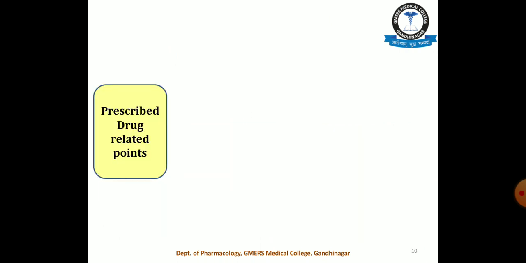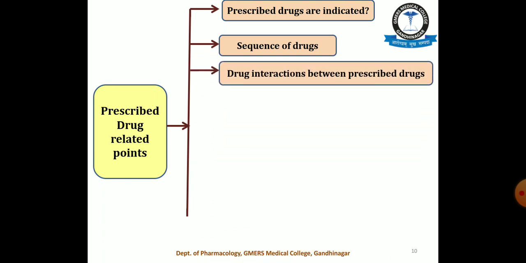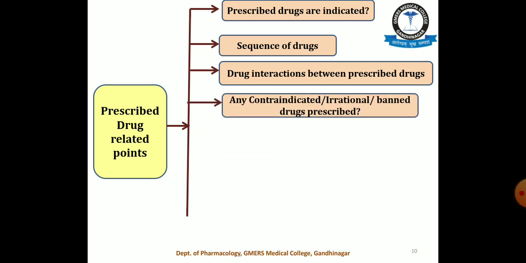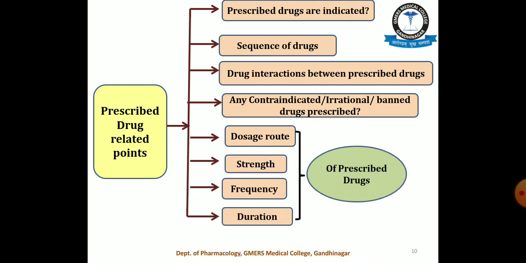Then there are certain prescription specific points. These are the prescribed drug related points: whether the prescribed drugs are indicated, then whether the sequence of the drugs is appropriate. First you have to write the main drug used for the treatment, then the drug for symptomatic relief, and then the non-pharmacological measures. Then, are there any drug interactions between the prescribed drugs? Then, are any contraindicated, irrational, banned or bannable drugs prescribed or not? Then dosage route, strength, frequency and duration, so the complete dosage regime of the prescribed drugs. These are all the prescribed drug related points.